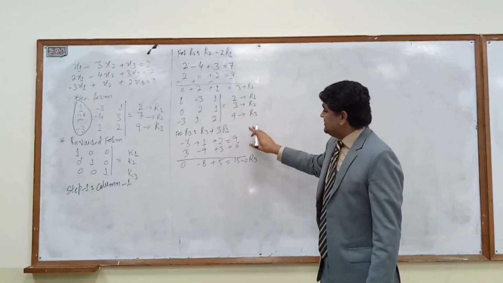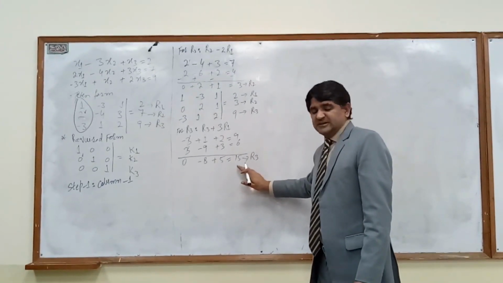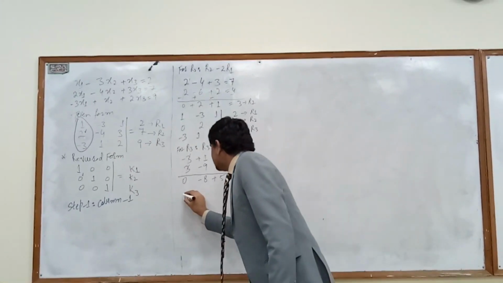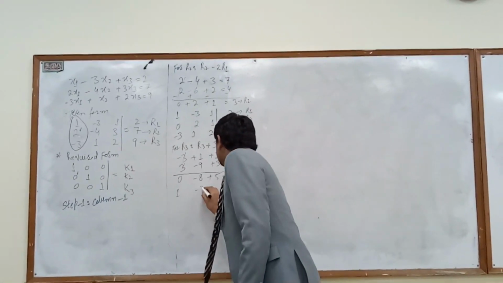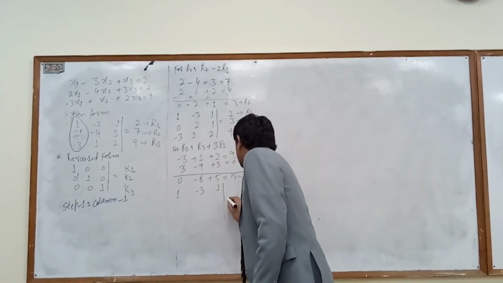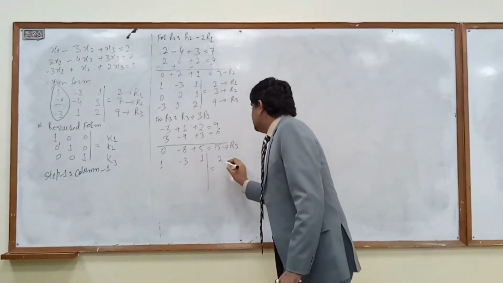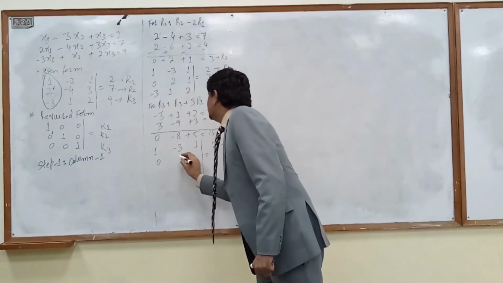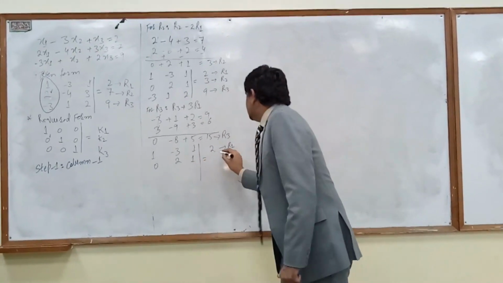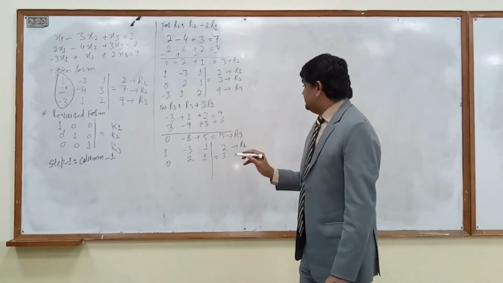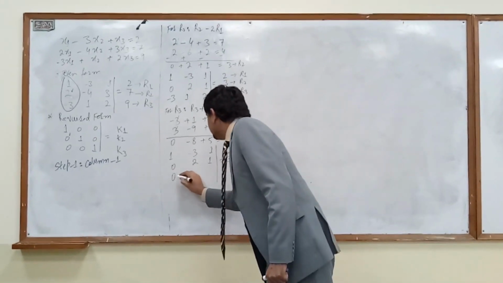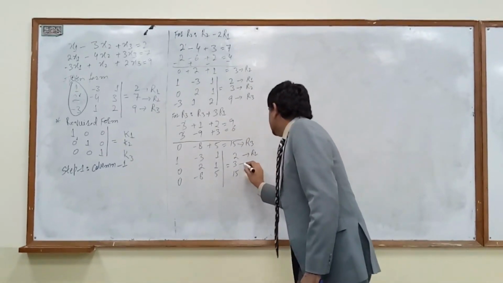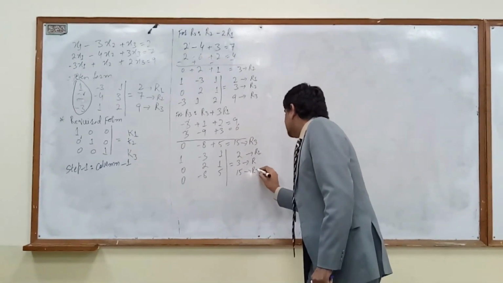So what will be the new system? R1 and R2 will remain same, but we will place the row 3 instead of this because we have simplified for row 3. So what is system? 1, minus 3, minus 3, 1 is equal to 2. Then R2 is 0, 2, 1 is equal to 3. And for R3, 0, minus 8, plus 5 is equal to 15. It's R2, it's R3.